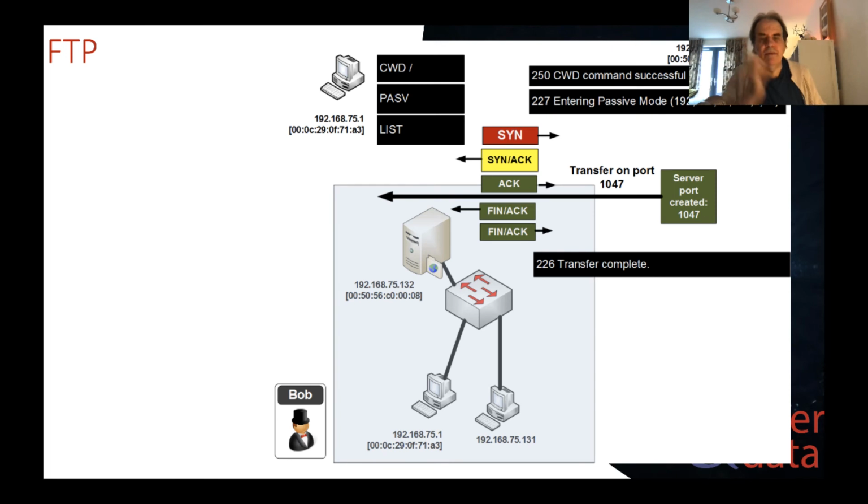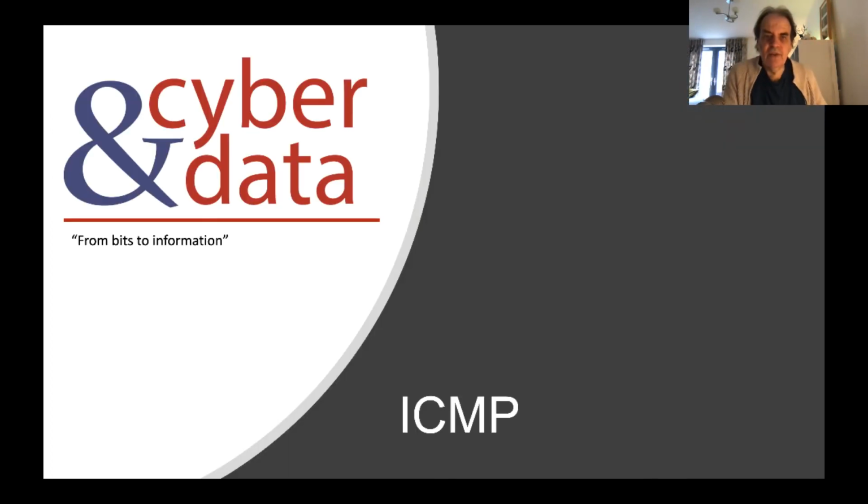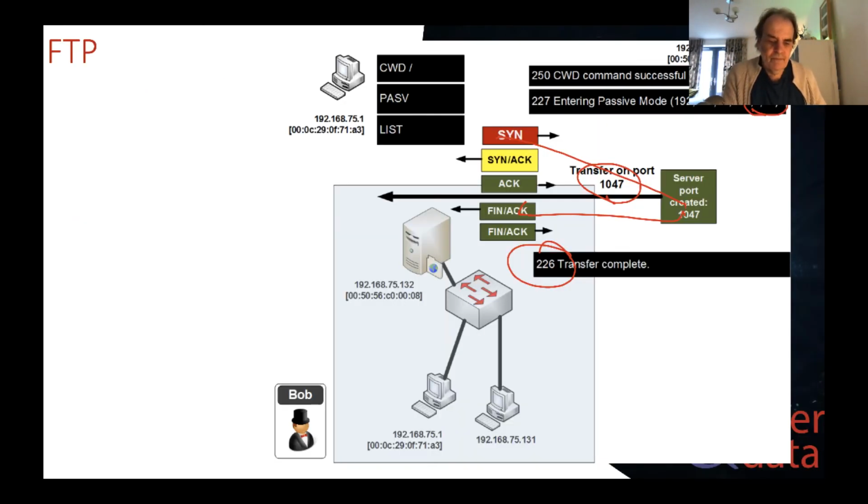Okay, so there's the example here. 4 and 23, we're opening up port 1047, we make a connection, and then we'll download the file or the information that's passed from there, and we'll get a 226 on that. So let's look at an example of this.